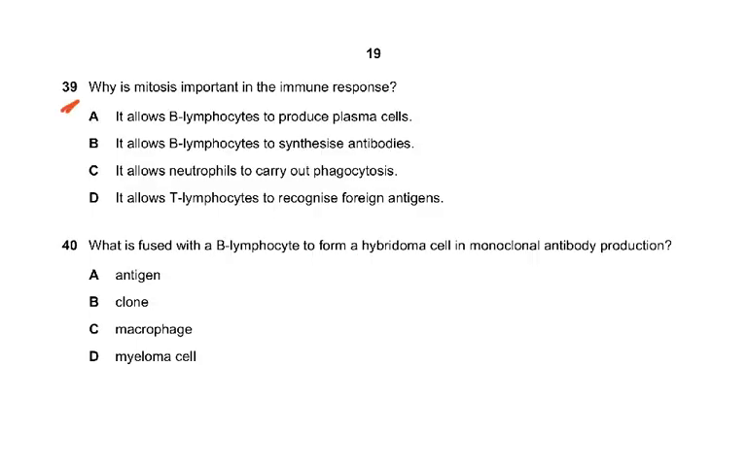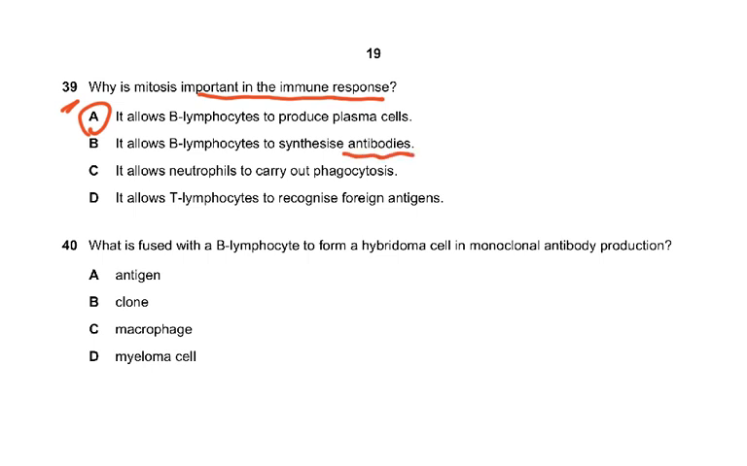Question number 39. Why is mitosis important in immune response? Please remember, mitosis means some sort of cell division and more cells being formed. So it allows B lymphocytes to produce plasma cells. That is the answer to it. But why is B wrong? It allows B lymphocytes to synthesize antibodies. Antibodies are proteins, they're not new cells being formed.